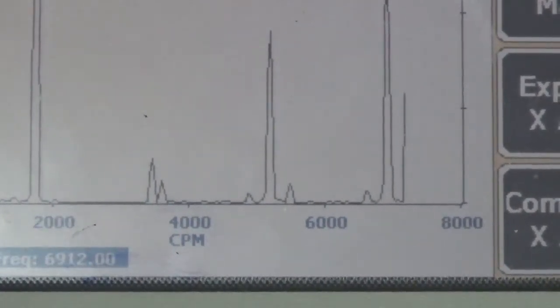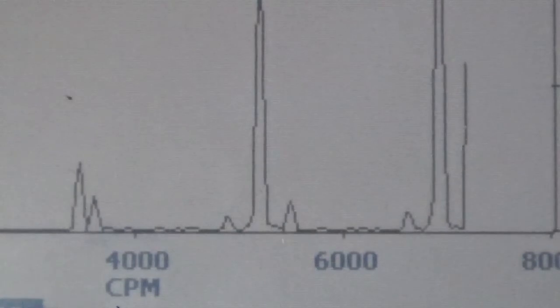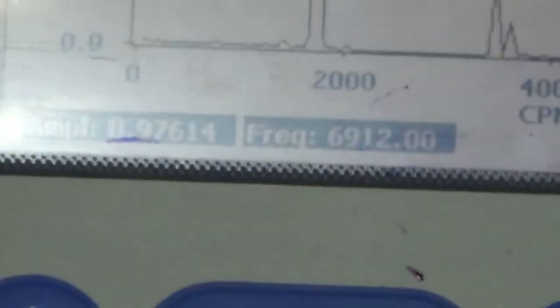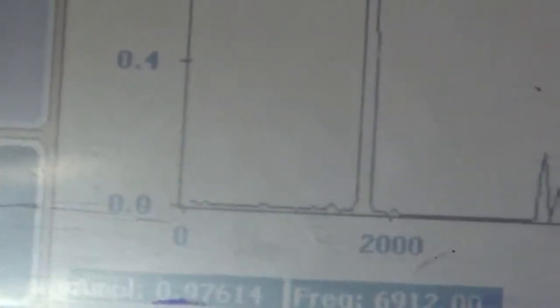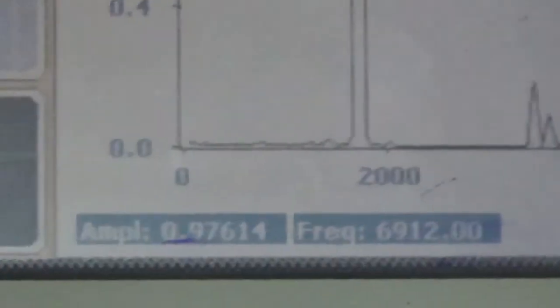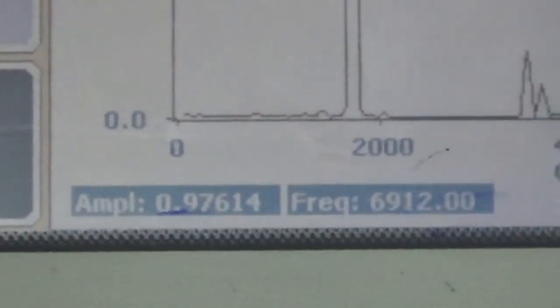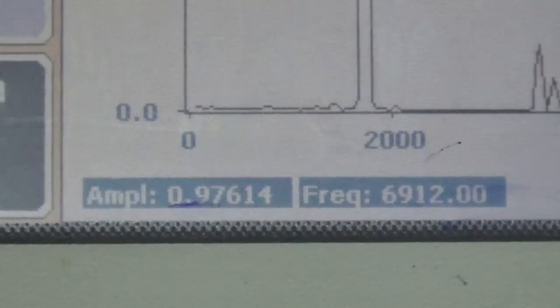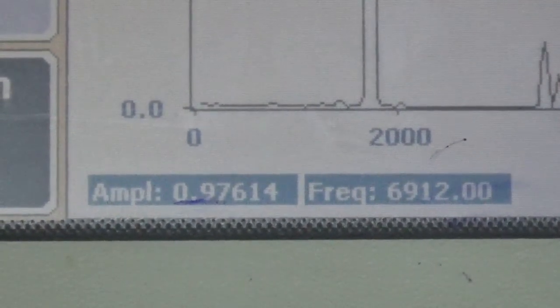Okay, now this is one frequency. Let us see how much it is. Okay, so you can see here that this frequency is 6912 and the amplitude is 0.9.